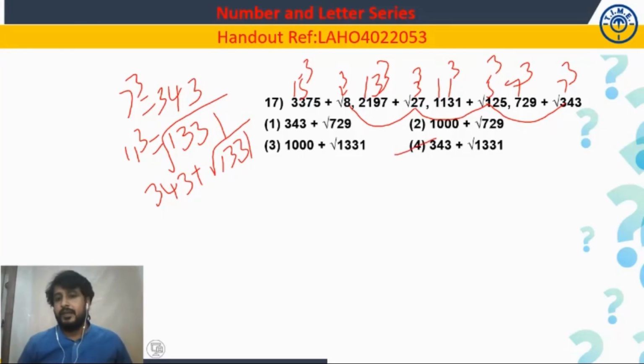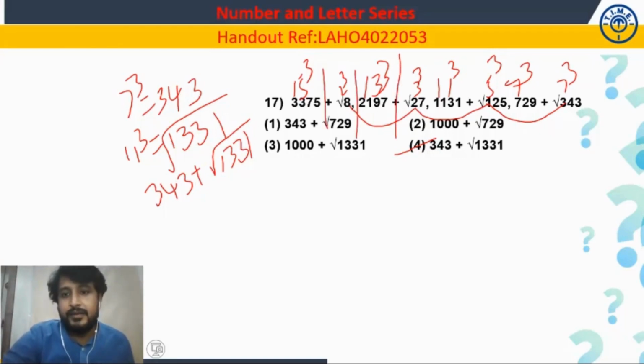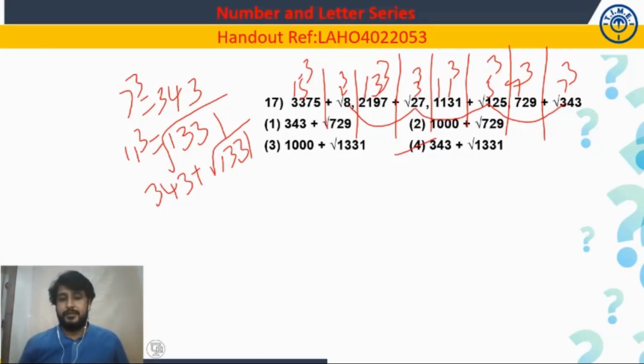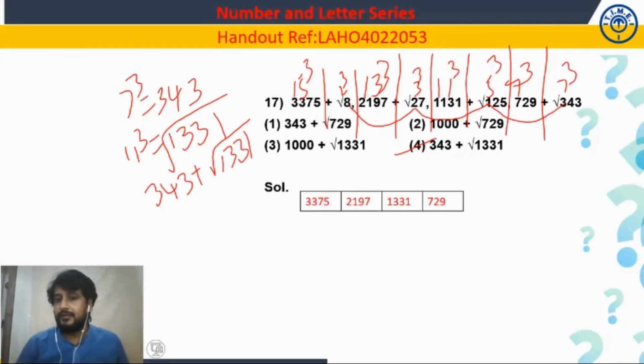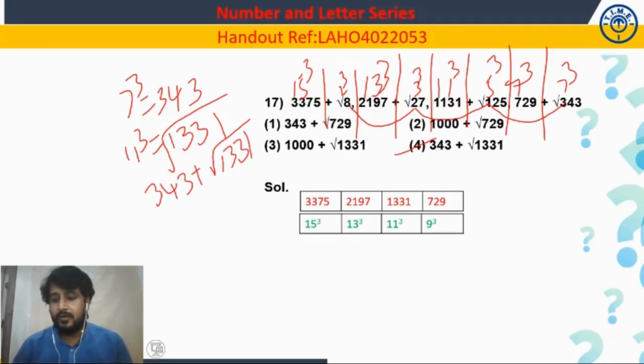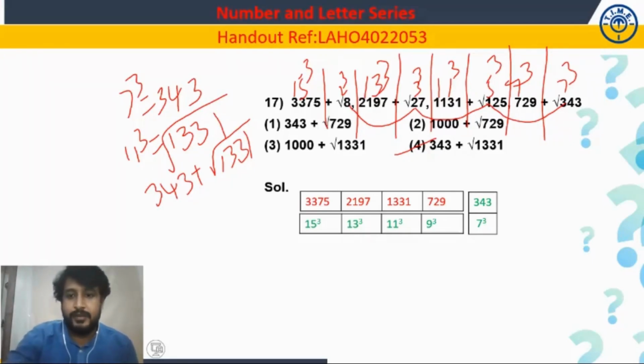Choice 4. Okay. The given series is separated like this: 3375, 8 cube, 2197, 27, 1331, 125, 729, and 343. There is not much importance for the root as well as the plus. It is one of the patterns in the series. So note down the logic. 3375, 2197, 1331, 729 are 15 cube, 13 cube, 11 cube, 9 cube. So consecutive odd numbers. After 9, 7 in the decreasing order. So 343. So we got the first number 343.